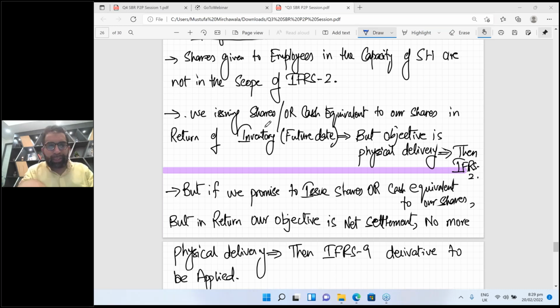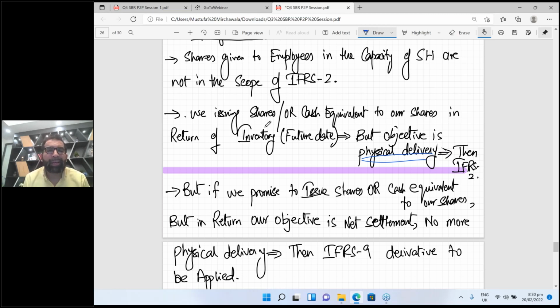Now read the line. We issue shares or cash equivalent to our share price in return for inventory at a future date, but the objective is physical delivery. Read this word. If the objective is physical delivery, then this is pure IFRS 2. For example, let us say you deal in sugar. You have a lot of stock of sugar and I want to buy sugar from you. So I made a deal with you.